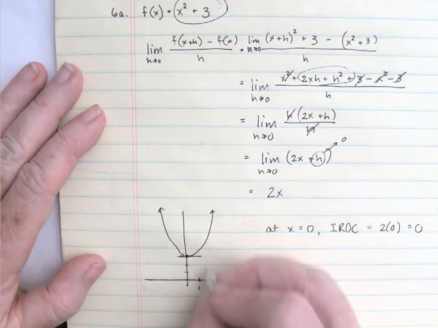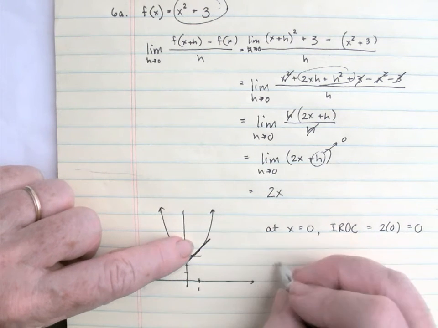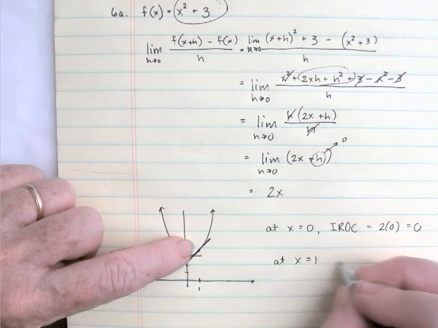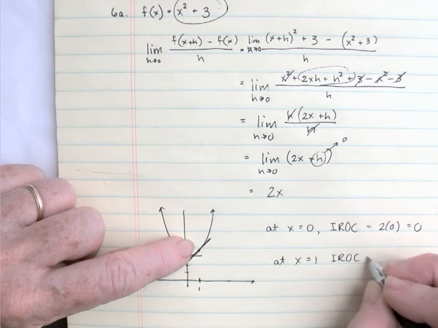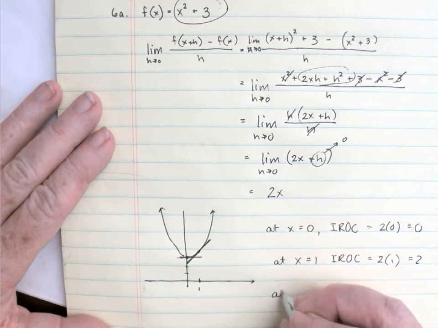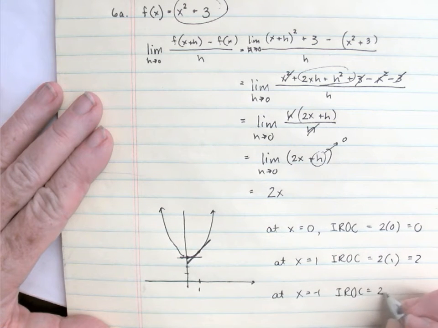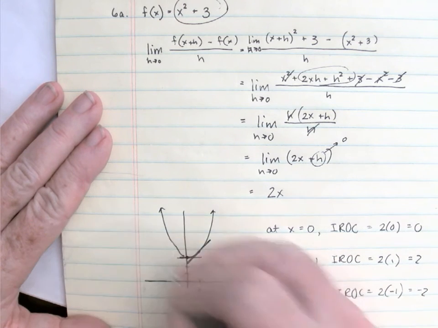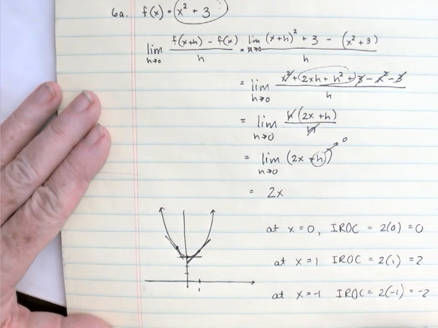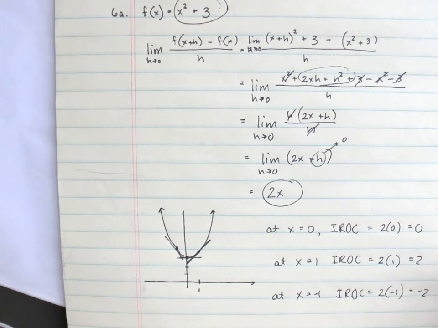If I was going to take the place where x is equal to 1 and look for the tangent line slope, at x equal to 1, IROC would be 2 times 1, which is 2, which seems reasonable. At x equal to negative 1, IROC would be 2 times negative 1, which is negative 2, and that seems reasonable as well. So when we find the instantaneous rate of change in terms of x, basically we are getting a formula for finding the IROC at any particular x value that we would want to find.